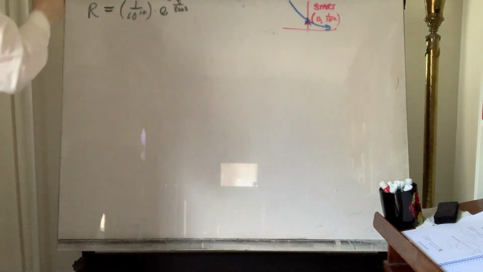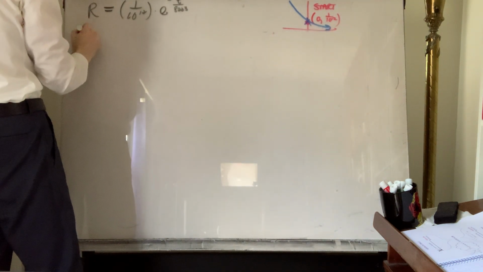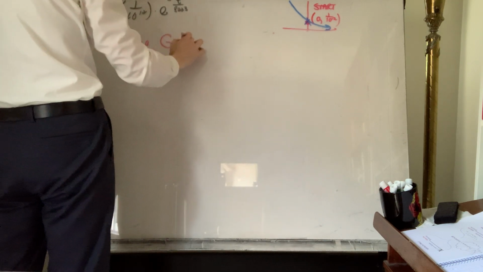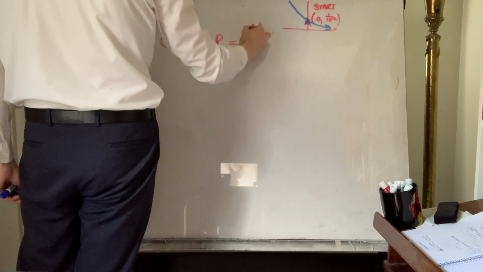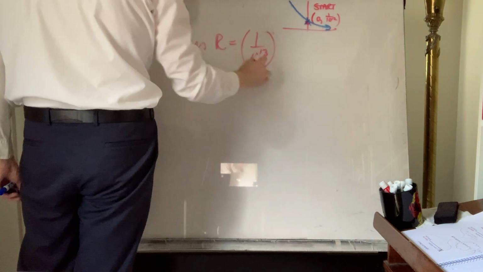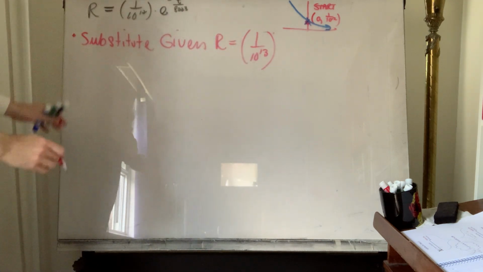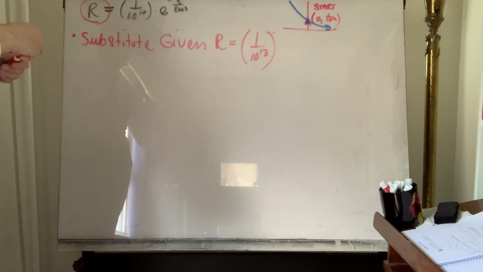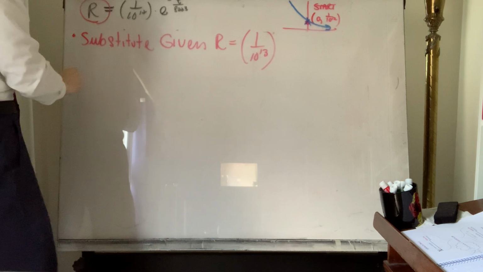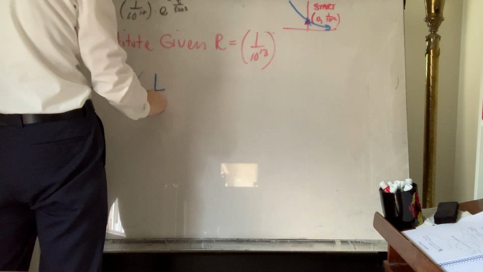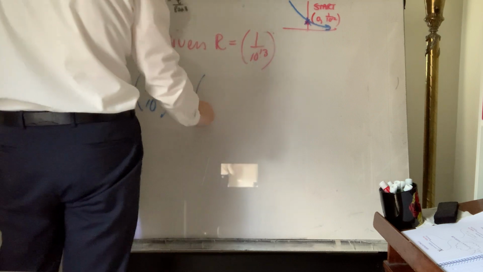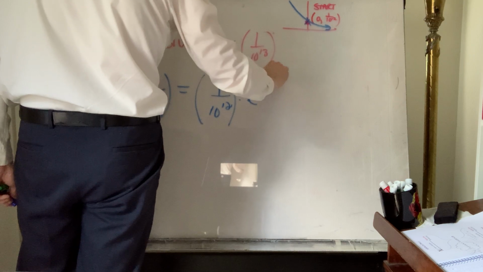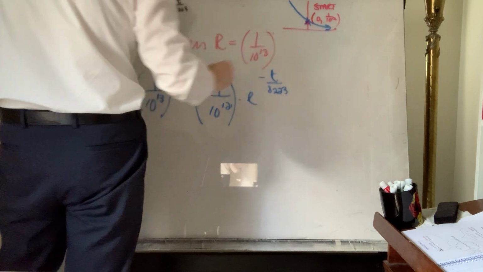So if we substitute the value for r given, which is 1 over 10 to the 13th, 1 to 10 trillion, where would we put it? Here, on the left side of the equal sign. So what you end up with then is this: 1 over 10 to the 13th would be equal to the ratio of 1 over 10 to the 12th times e to the negative t over 8,223.